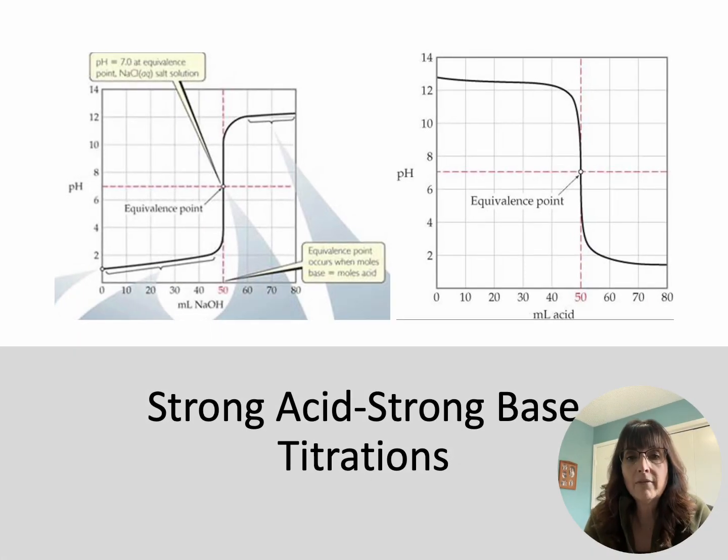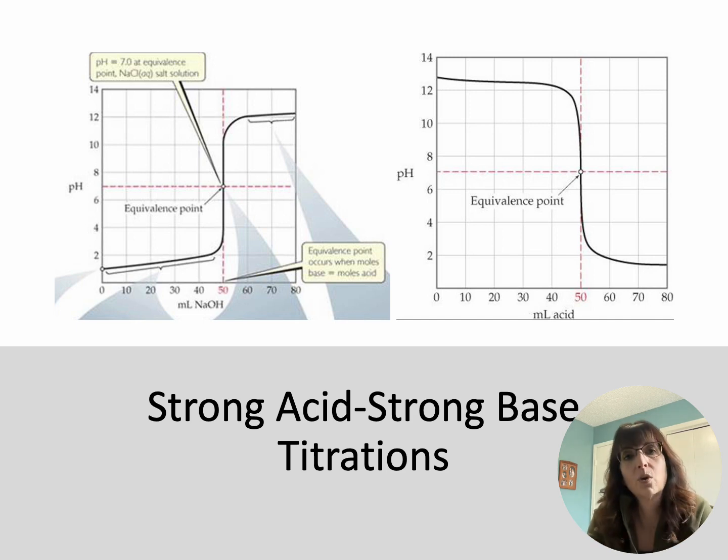Here is a graph for a titration with a strong acid and a strong base. Now, the first graph on the left is where we started with a strong acid, and we're adding the base from above. How do I know? Well, I started way low on the pH range. The graph on the right is the opposite. We're going to have a base down here, and we're going to add acid.